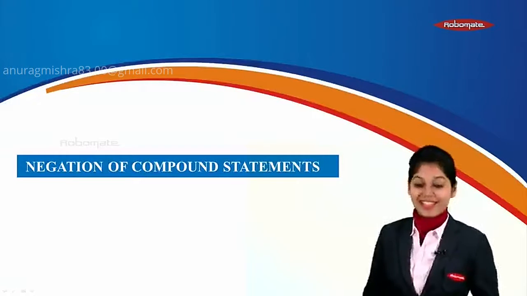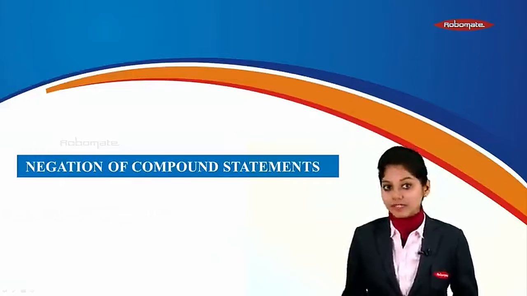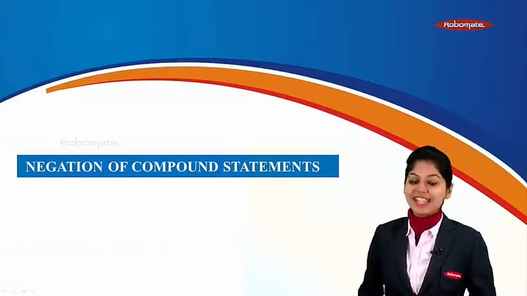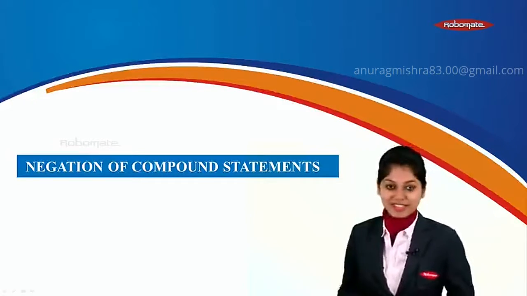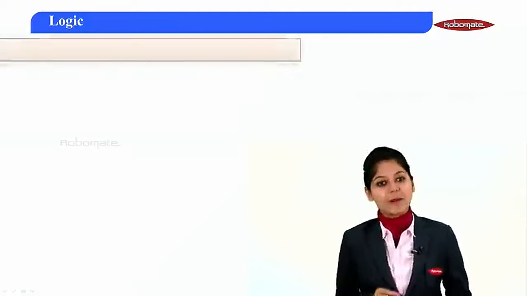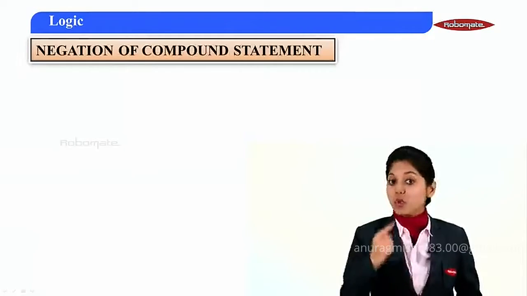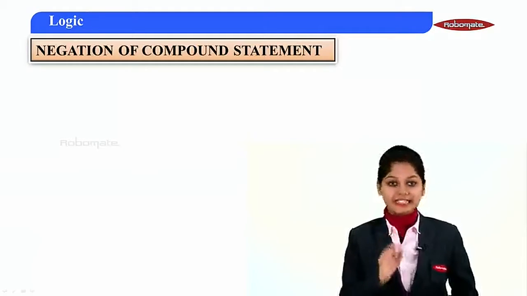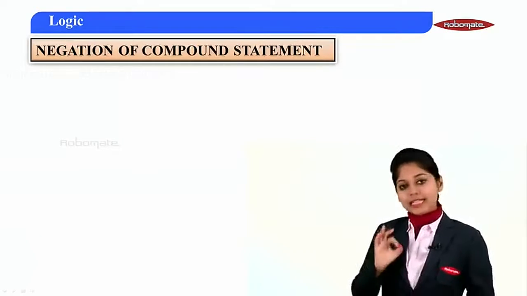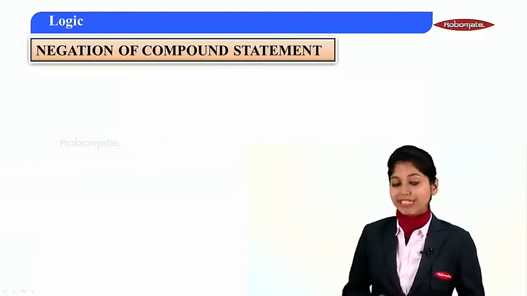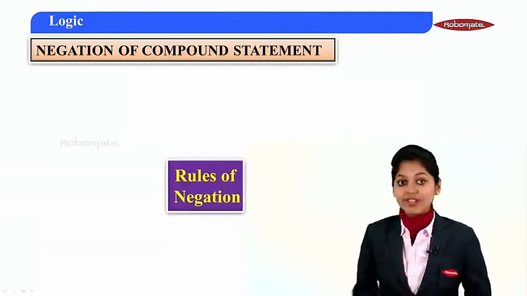Hello students. In this chapter, logic, up till now you learned about quantified statements and negation of quantified statements, and now you're going to learn about negation of compound statements. What do you mean by negation of compound statements? It is simply finding the negation of those statements which consist of connectives like and, or, and many more. This negation of compound statements is basically called the rules of negation, which we are going to learn right now.